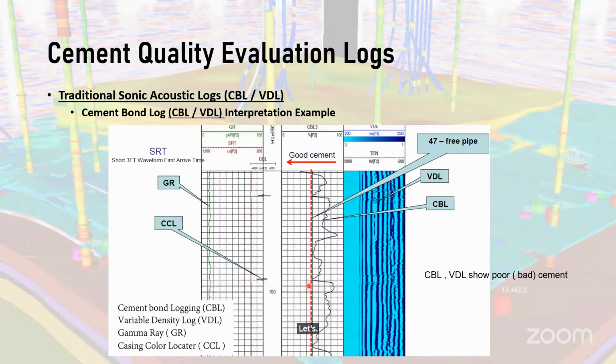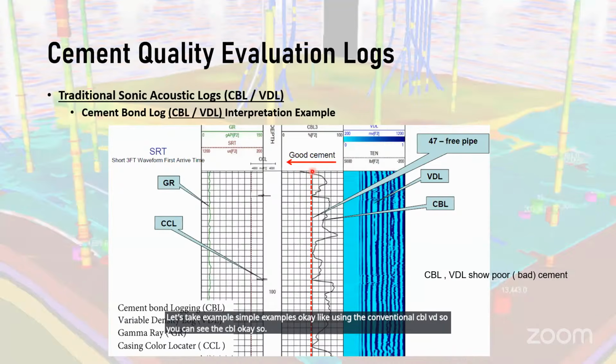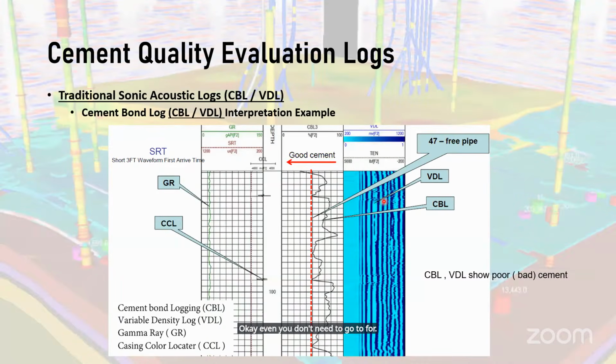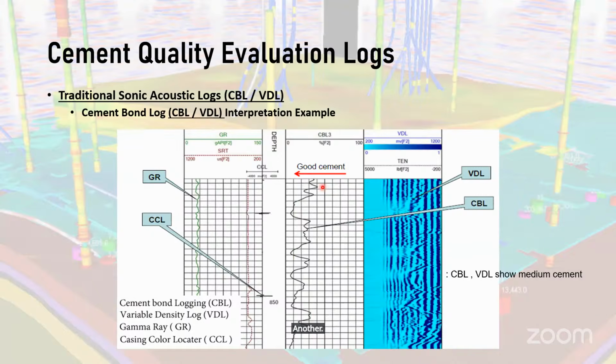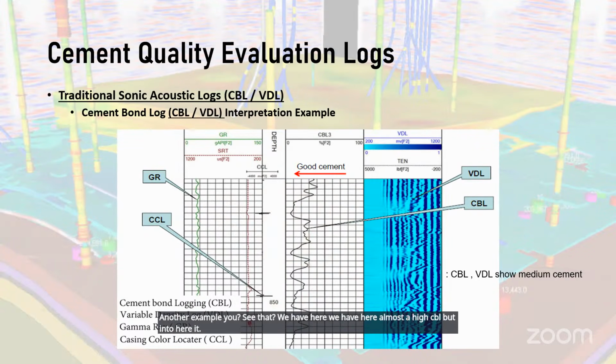Let's take simple examples, like using the conventional CBL VDL. You can see that the CBL is very high. That means you are dealing with a free pipe. You don't even need to go to the VDL. You will see that the CBL is very high, so we have a poor cement. Another example, you see that we have almost a high CBL here, but here it is a lower level of the CBL. In that case you will go to the VDL.